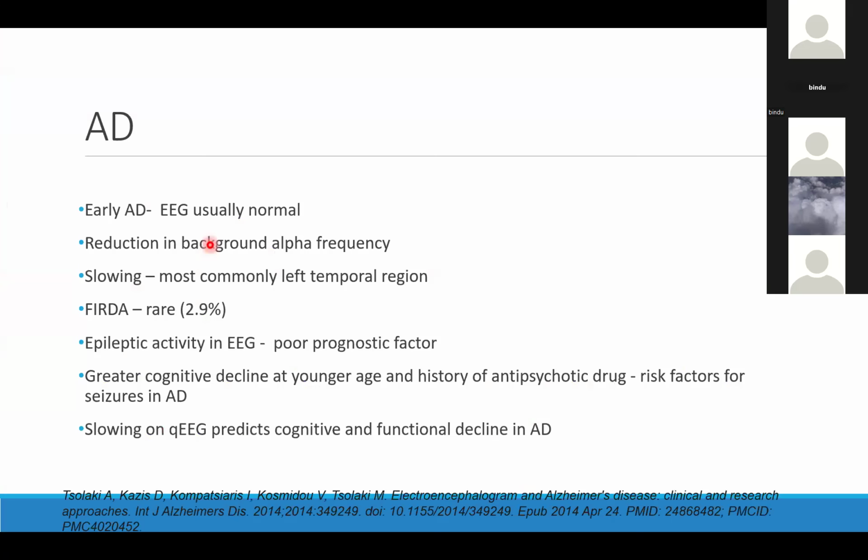EEG is usually normal in early Alzheimer's disease. In later stages, they can have reduction in background activity and slowing, most commonly involving the left temporal region in the majority of studies. And 2.9% of cases can have rare FIRDA. If there is epileptic activity on EEG in a patient with AD, it is a poor prognostic factor and a risk factor for seizure, especially if the patient has greater cognitive decline at a younger age and a history of antipsychotic drug use. And quantitative EEG slowing can predict cognitive and functional decline in AD.